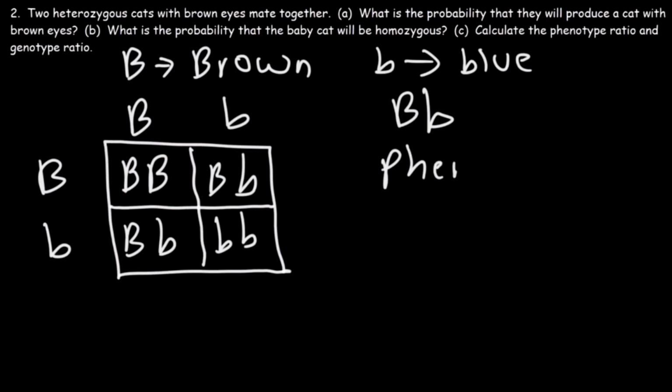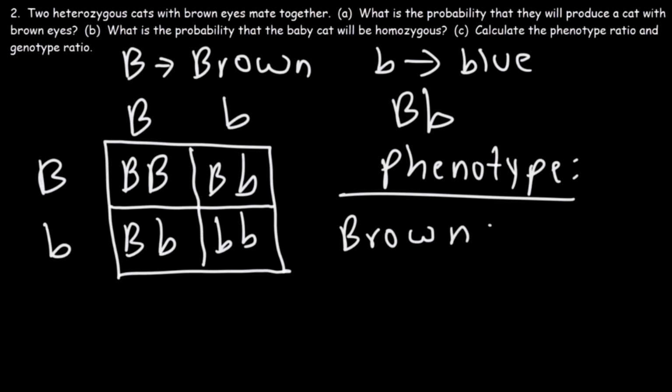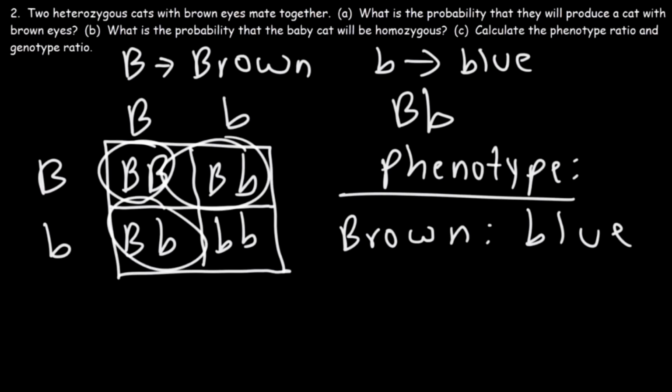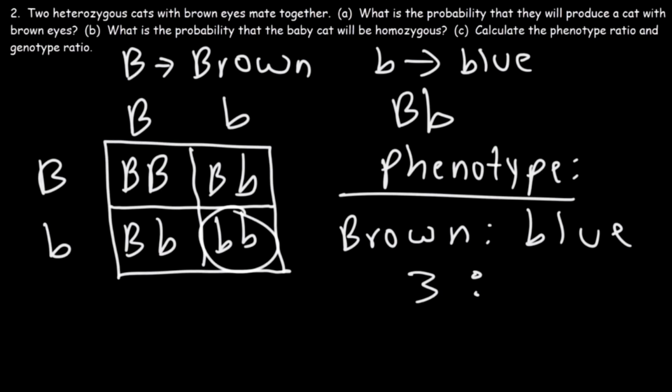So let's start with the phenotype ratio. So once again, we only have 2 eye colors, so that's brown and blue. And we have 3 genotypes that correspond to the color brown, and only 1 that corresponds to the color blue. So it's going to be 3 to 1. So that's the phenotypic ratio.